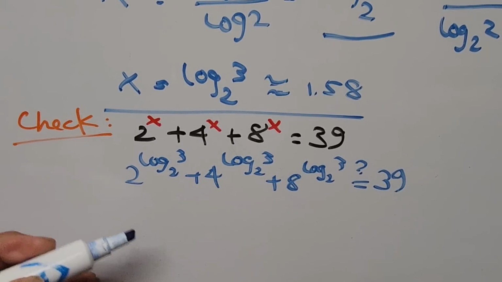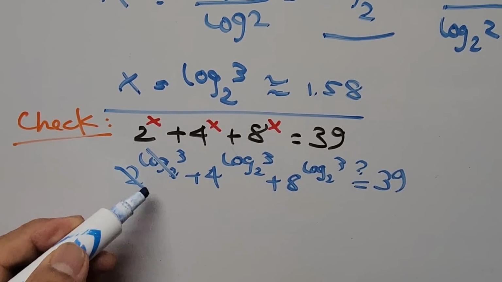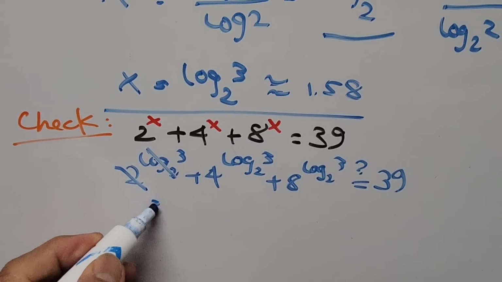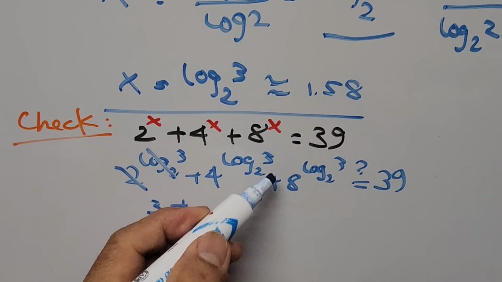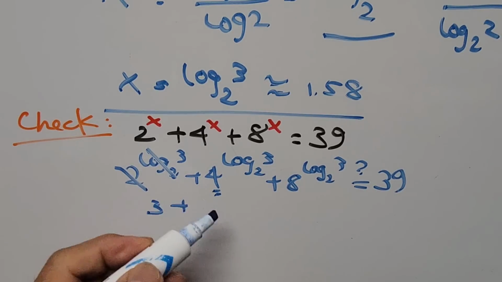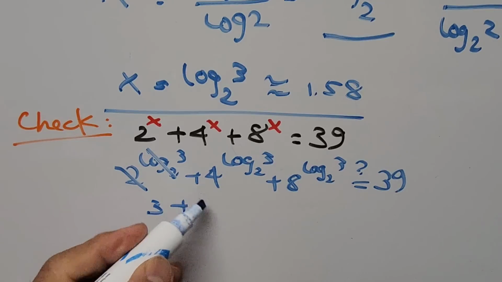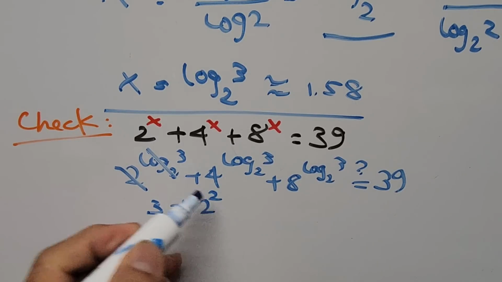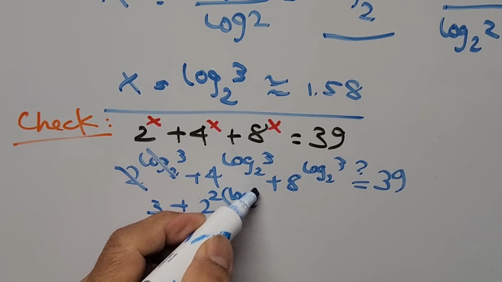So now we have here 2 to the power of log base 2 of 3. This one cancels. Ended up with having just 3. And here 4 to the power of log base 2 of 3. What should we do here? So we convert this 4 into base 2, right? So this is now equal to 2 to the power of 2 times logarithm base 2 of 3.